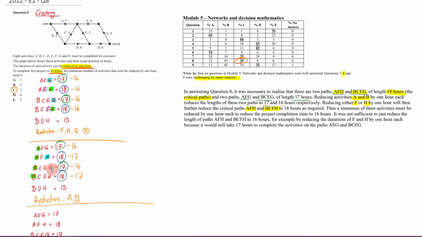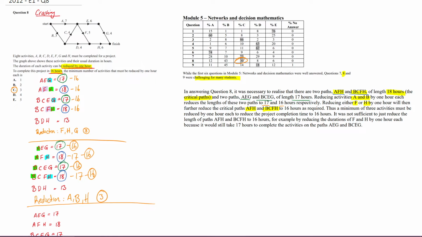Let's choose H. Let's reduce H of these. So now we've made a third reduction here, and our third reduction is for H. And by doing that, this becomes 16, this becomes 16. So now 16 is going to be the time it takes to complete this project. So as you can see, 1, 2, 3 number of reductions had to take place here for this to be possible.